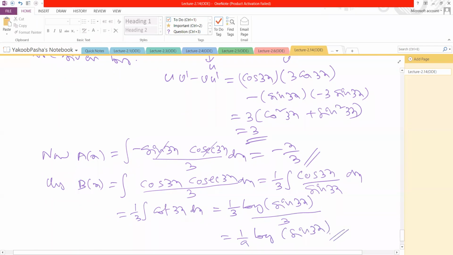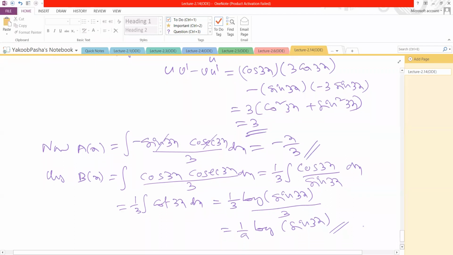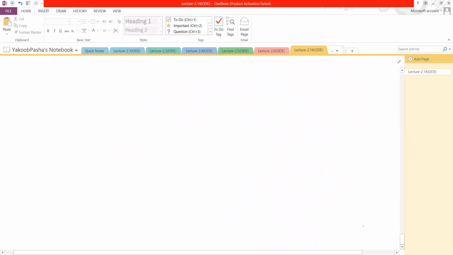This is the B of x value. This is a set question. Okay. Now I am taking another problem.